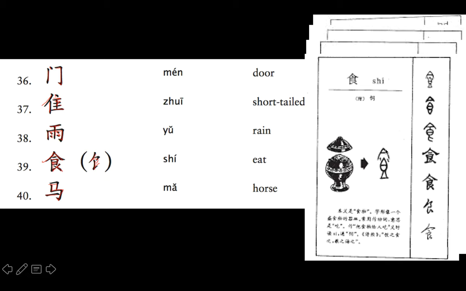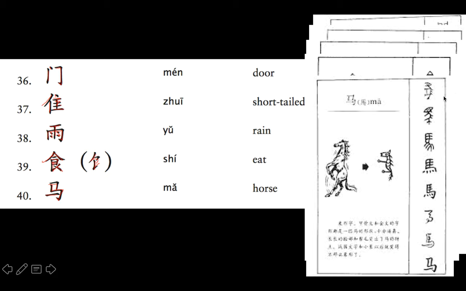石. 石 is a container for the food. With the container, you can mean the food, you can also mean to eat. So, long time ago, 石 has two meanings. One is food, the other one is to eat. 马, 马. This is 马. Okay. All right, that's all.